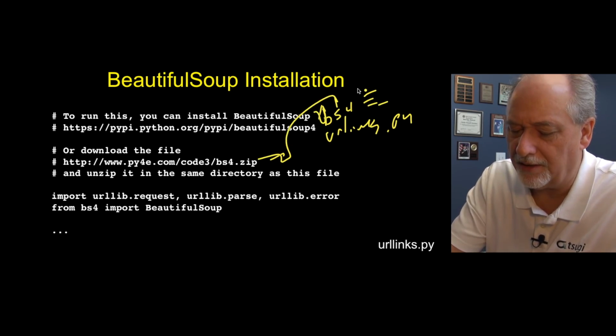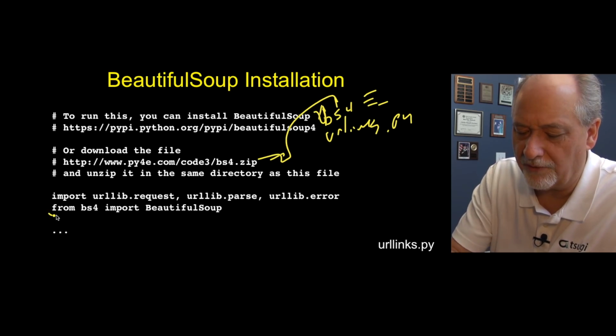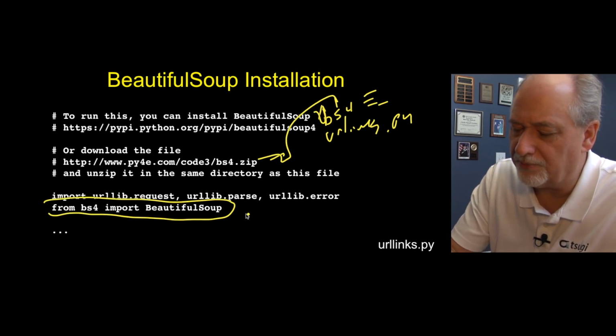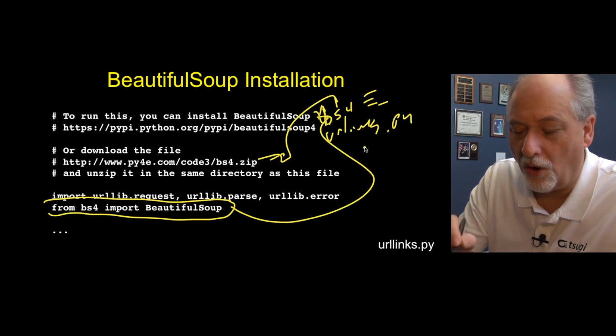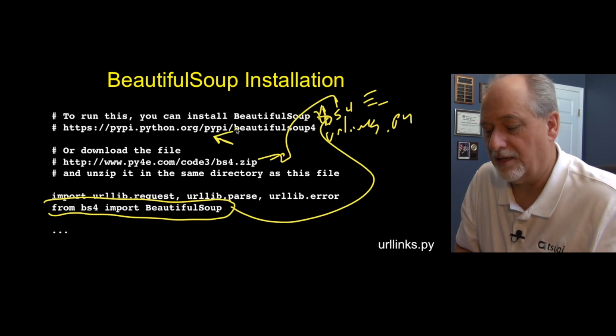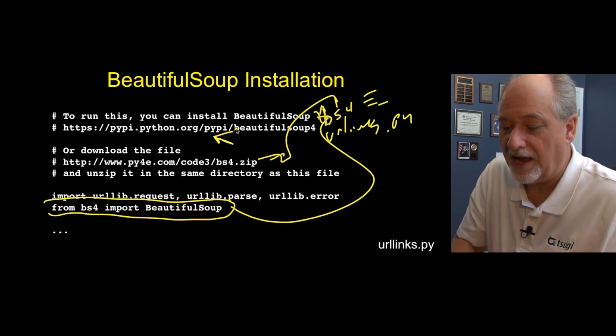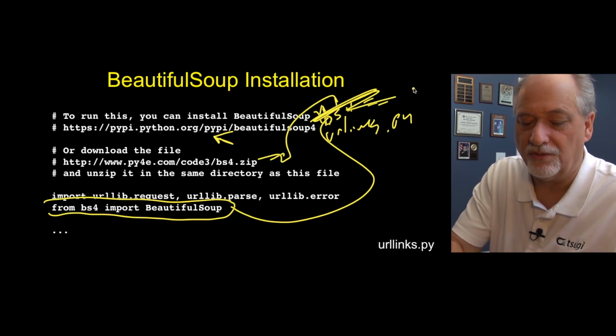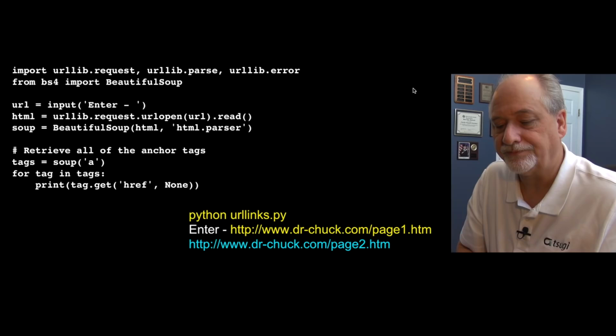And so it'll pull it in, and you'll import from bs4 Beautiful Soup, and that's either going to pull it in from the folder you do, or if you have installed it using the Python installer, you don't have to put this file in. So it's up to you. You can either do it one of two ways.